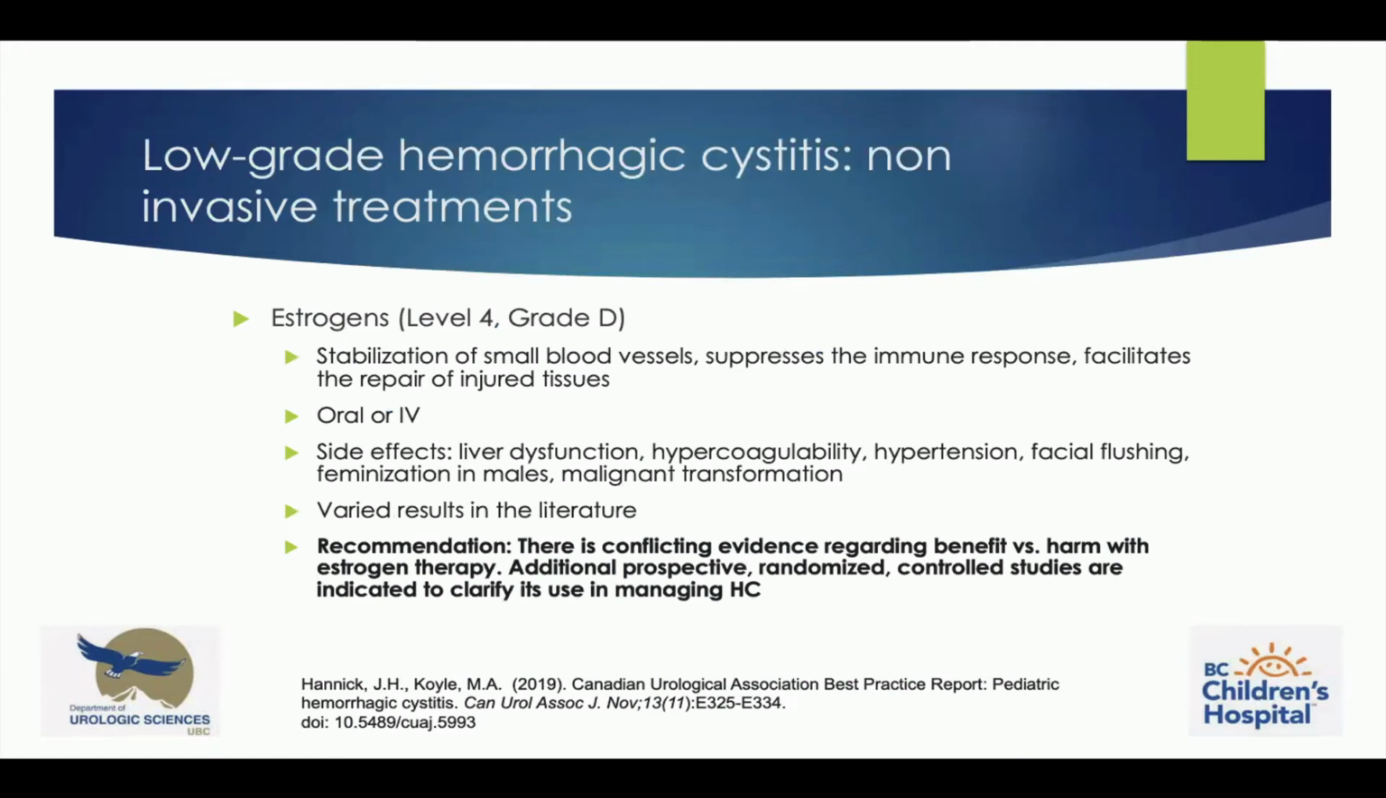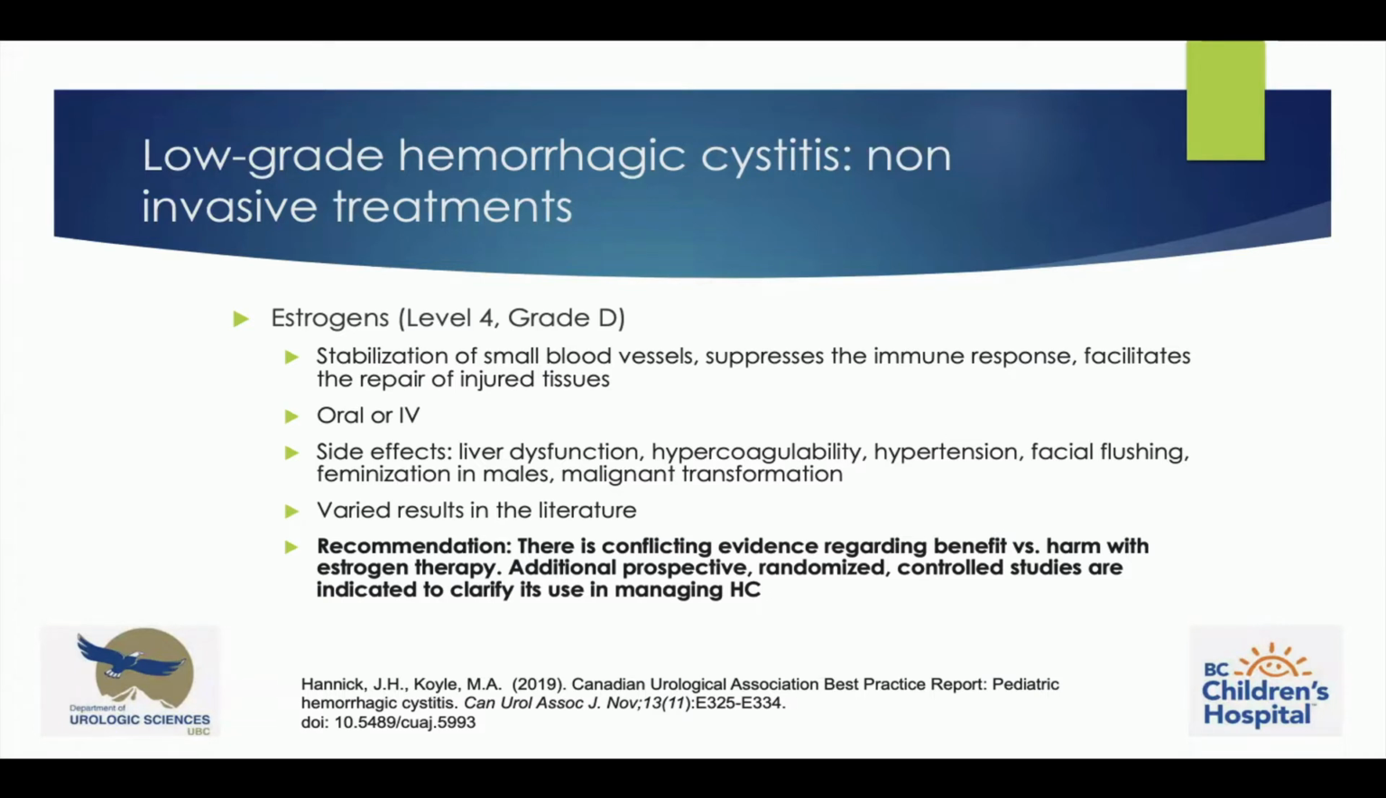Then we can use estrogens either by mouth or intravenous, and this is a level 4 grade D recommendation. The mechanism of action is stabilization of small blood vessels. It also suppresses the immune response and facilitates the repair of injured tissues. Unfortunately, with estrogens, there are quite a few side effects like liver dysfunction, hypercoagulability, which is maybe something to consider in the context of a malignancy already. And then there's hypertension, facial flushing, feminization in males, and malignant transformation.